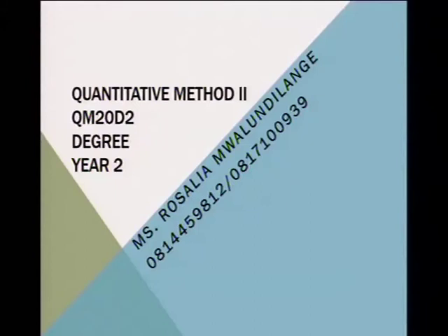My name is Rosalia Malundilange and I'm taking you through quantitative method 1. This is a second year module, degree level. My contact details are as seen on the screen. You can call me for any assistance on this module.